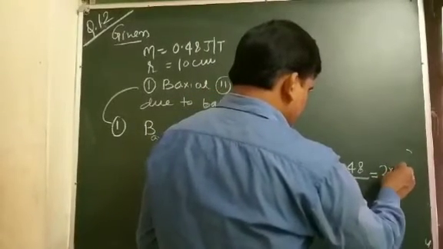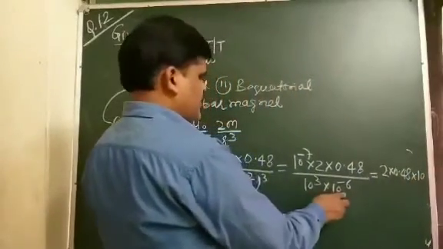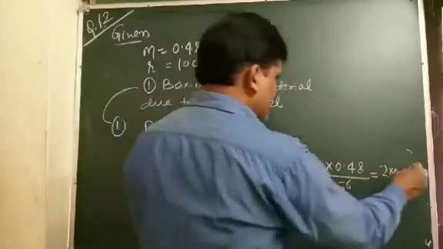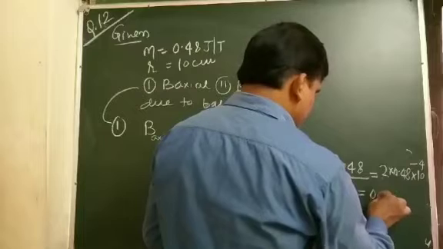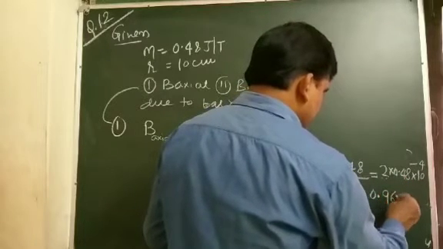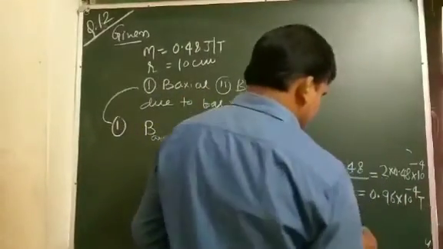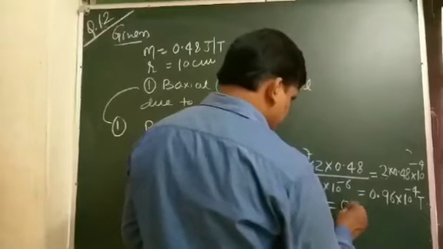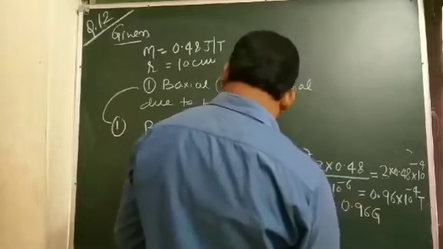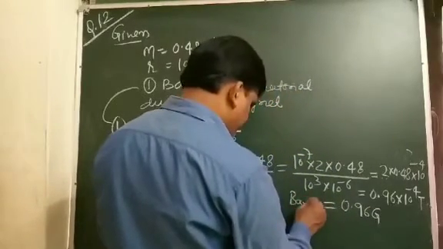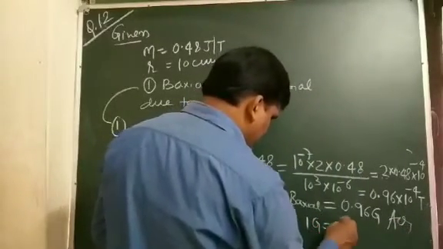So students, it comes out to be 0.48 into 10 to the power, that is what? 3 negative becomes positive, so there will be minus 4. So after solving this, 0.96 into 10 to the power minus 4 is the magnetic field, in Tesla. In terms of Gauss, it can be written as 0.96 Gauss, and this is the answer for B axial. And 1 Gauss, you know, is 10 to the power minus 4 T.